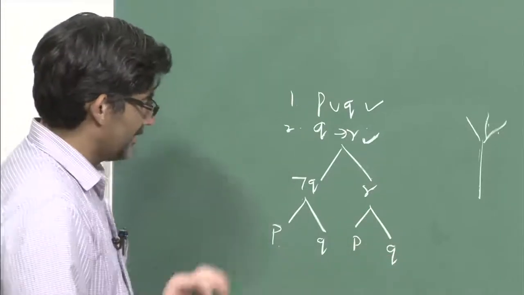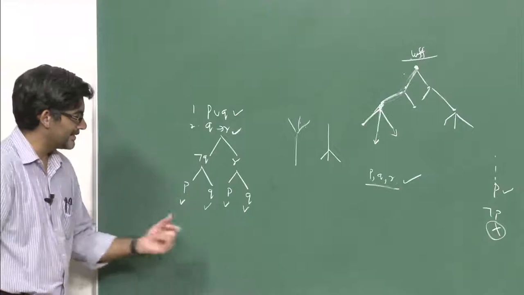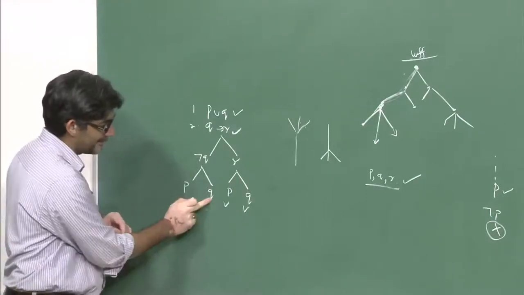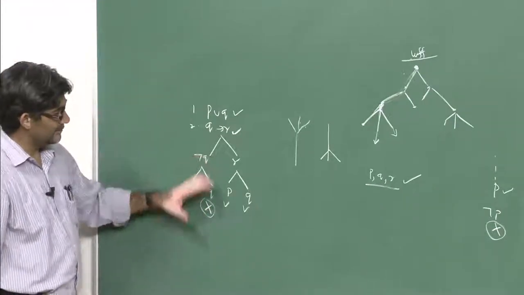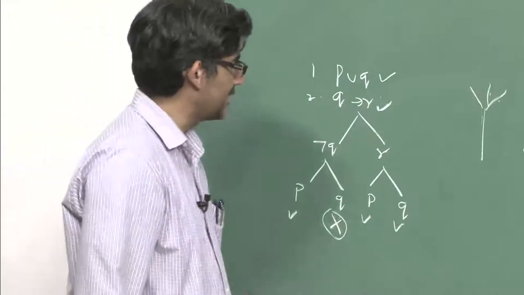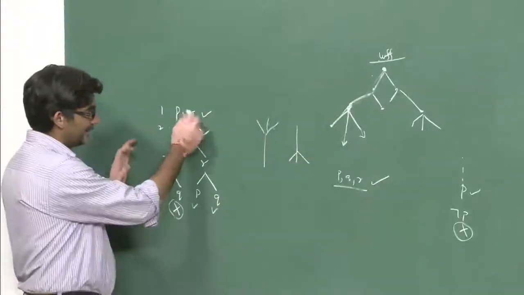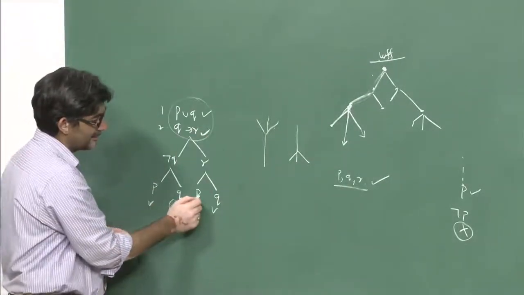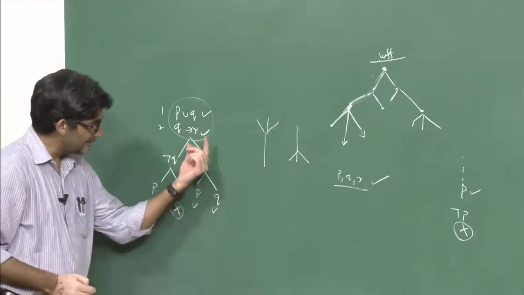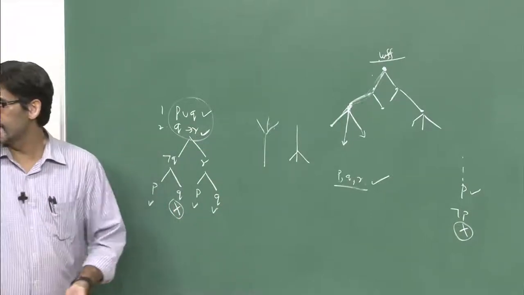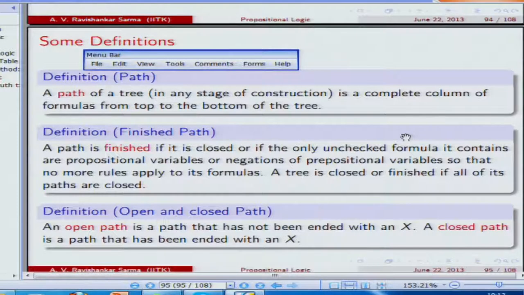So now all these branches are open, so there is no conflicting information. Whenever you have conflicting information, Q and not Q, you put this mark X, so that means this branch cannot be further extended, it closes here itself. So this is considered to be a closed path. Now we have exhausted all the rules, so that means the final formulas that exist in your tree are going to be only atomic propositions. This is one thing which will be noted.